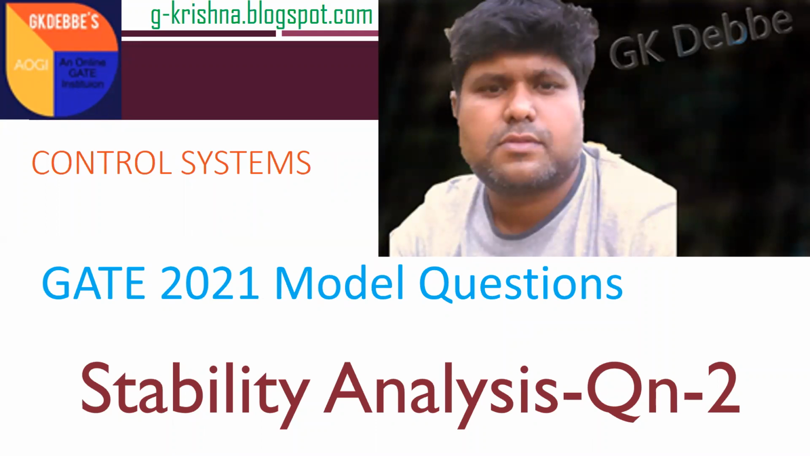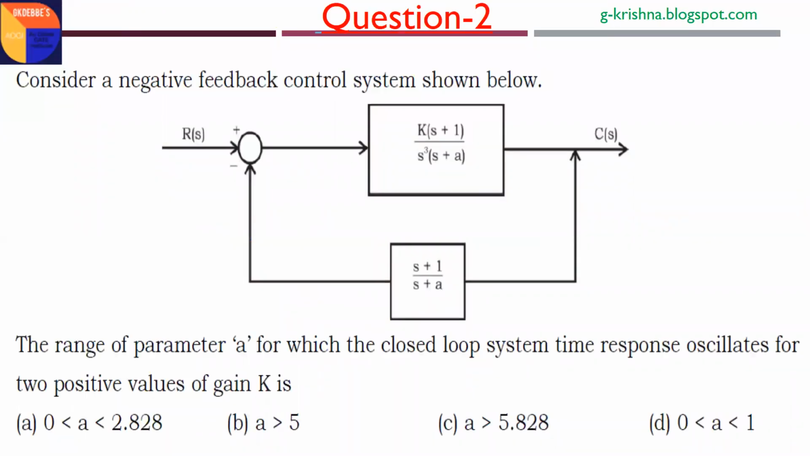Today's topic is stability analysis. Let us see question number 2. Consider a negative feedback control system shown below and find the range of parameter for which the closed loop system time response oscillates for two positive values of gain k. These are the options shown.